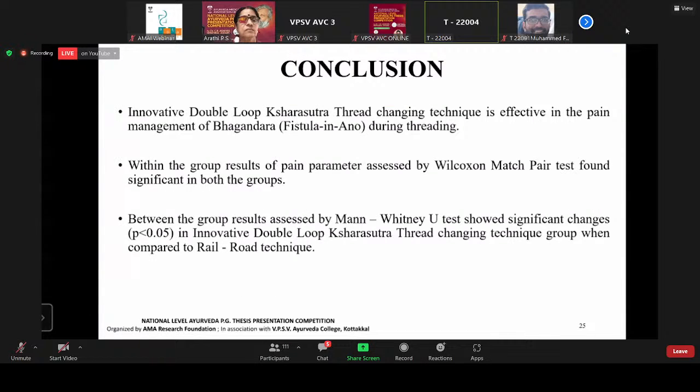We conclude the thesis. Innovative double loop Sarsutra thread changing technique is effective in the pain management of Bhagandar during threading. Within the group, the result of pain parameter assessed by the Cox and Max status found significant in both the groups. Between the groups, the result assessed by Mann-Whitney U test shows significant changes, that is P less than 0.05, in innovative double loop Sarsutra thread changing technique group when compared to railroad technique.